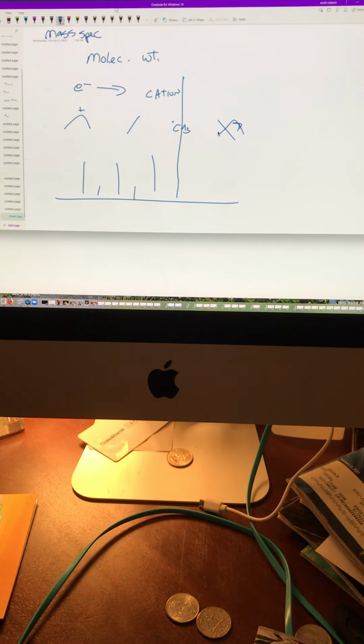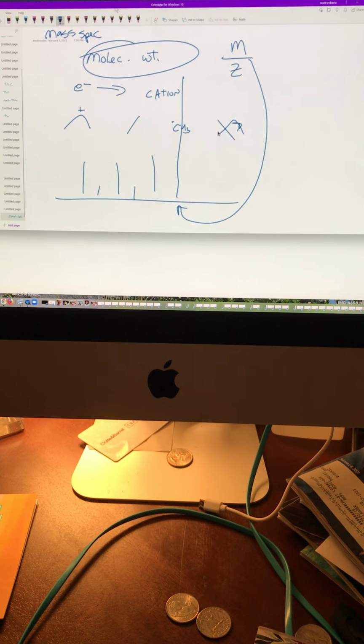Okay, so let's step back. First thing, mass spec gets your molecular weight, and it's really good at it. That's the first thing. The second thing is, how does it do it? It has an electron shot, you create ions, and you measure what's called the mass to charge ratio. That's what these are, m/z ratios. But the charge is almost always 1, so it's really just mass.